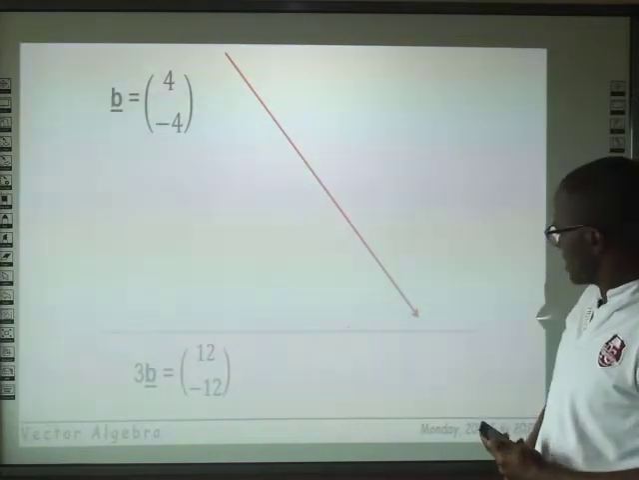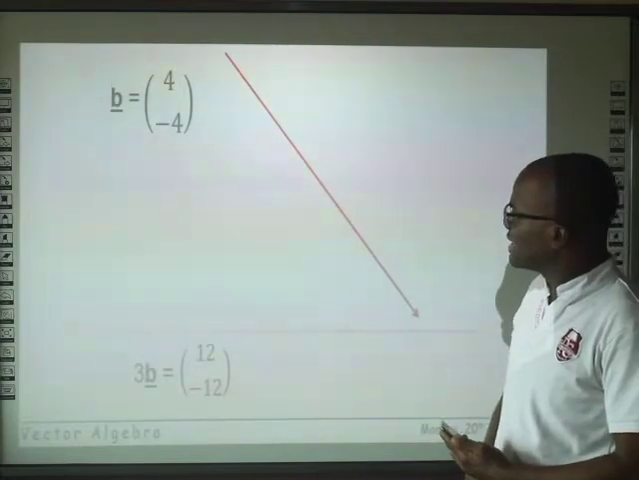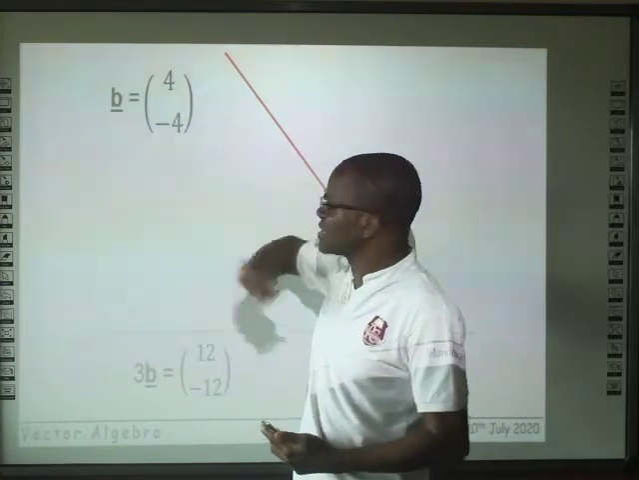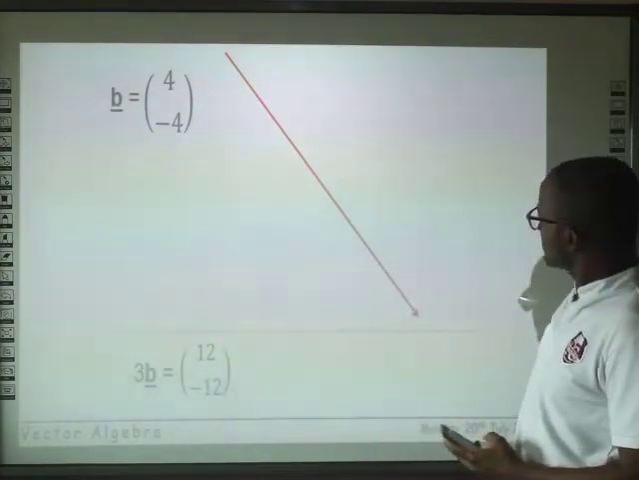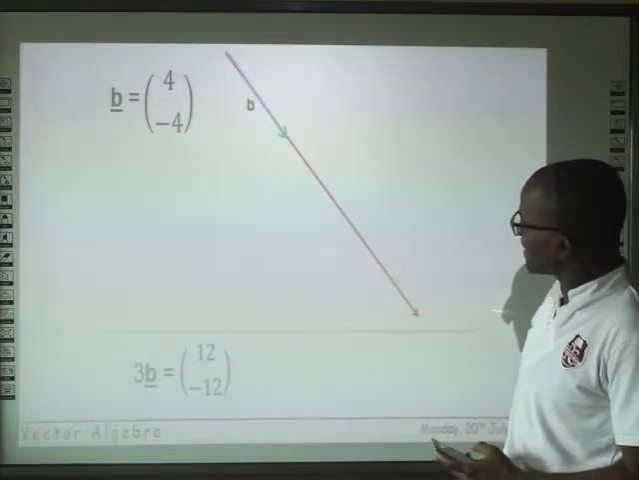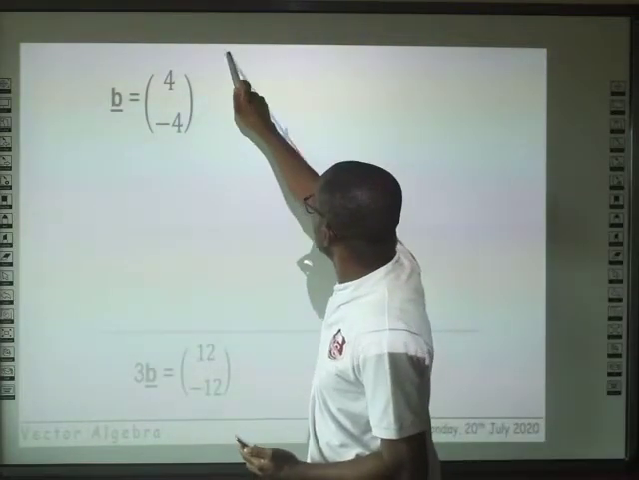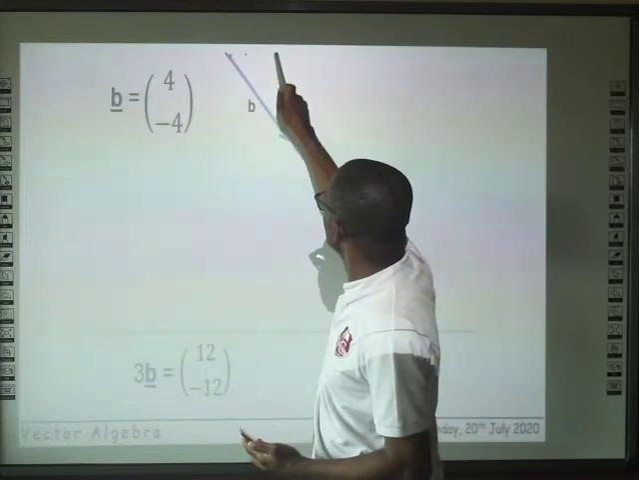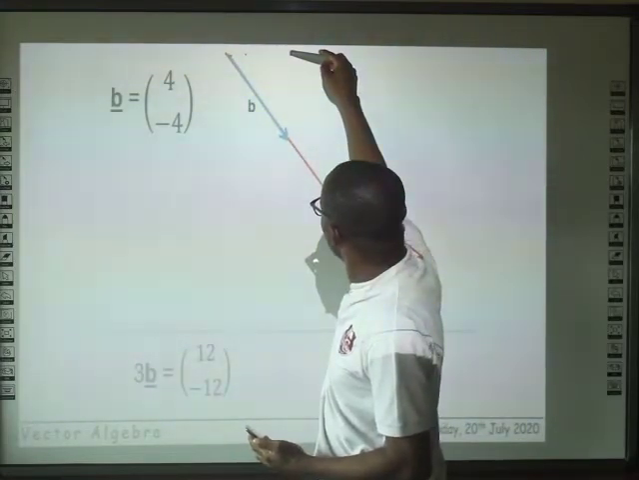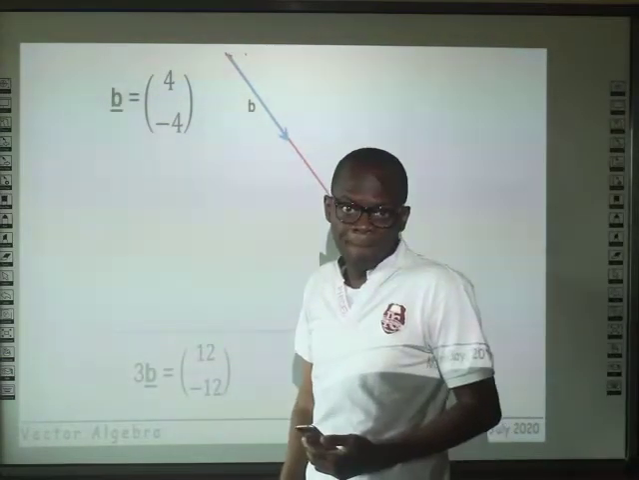Now I've got a rather long red arrow there. But we started with this vector B. The vector B has got the component 4, minus 4. And that's the vector B. For those of you who cannot see that clearly, to get the vector B, we start from there: 1, 2, 3, 4 along the x-axis because it's positive, and then minus 4, we're going down. 1, 2, 3, 4. So that's the vector B.